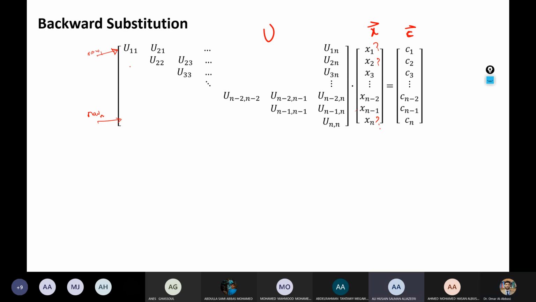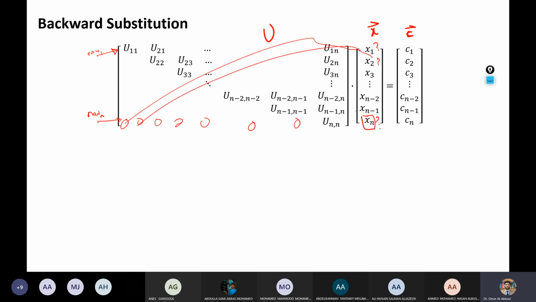Because we only have one variable. All the values here, the coefficients of matrix U, are zeros. So 0 multiplied by x1 is 0, 0 multiplied by x2 is 0, 0 multiplied by x3 is 0, and so forth, unless this value: n multiplied by xn equals cn.